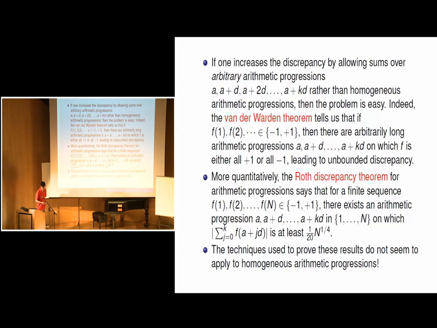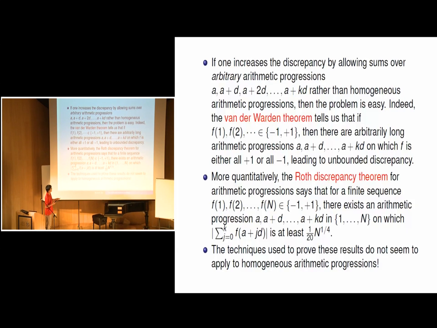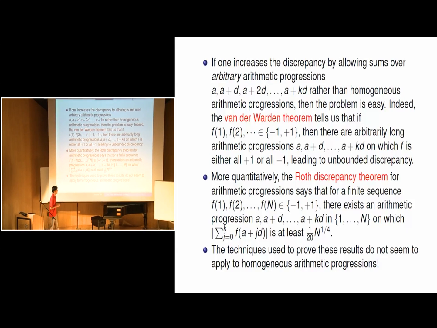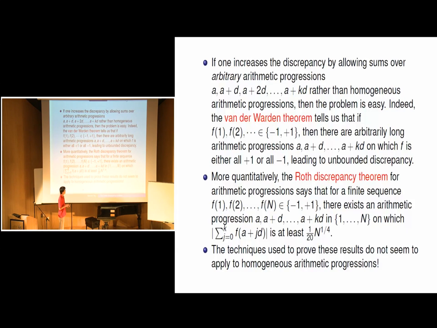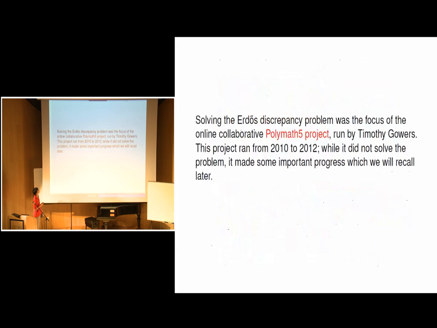Okay, and in fact, if you restrict to homogeneous, so the Roth discrepancy theorem says that discrepancy can be quite large, and it has to be quite large, it has to be at least as large as n to the 1/4. Once you make it homogeneous, it can actually be a lot smaller. I think maybe that's not this next slide. No, it'll be a little bit later.